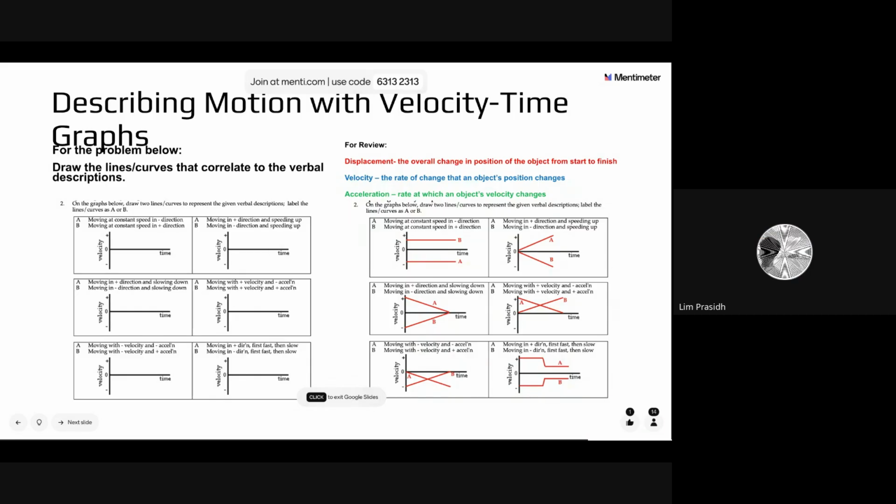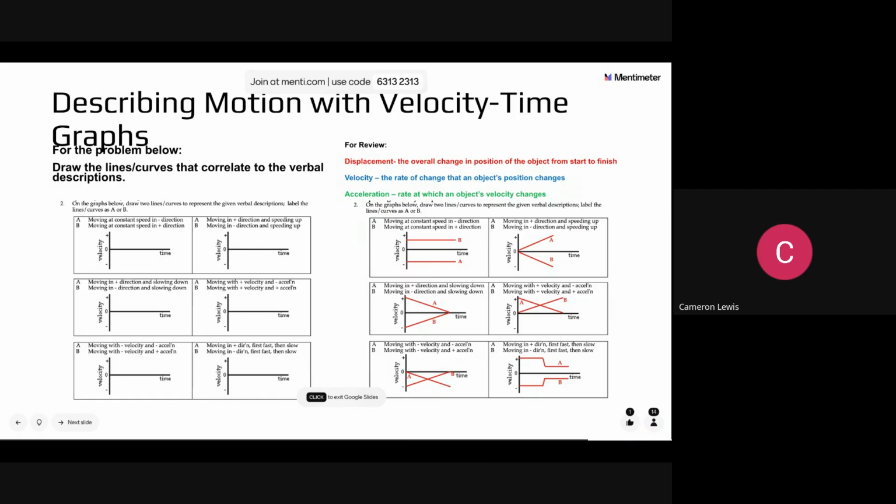All right, okay. So for this first one, it's a continuous motion, but what we're talking about is a constant speed. Remember, we're looking at velocity. The definition is right above: the rate of change of the object's position. So how is my position changing over time?